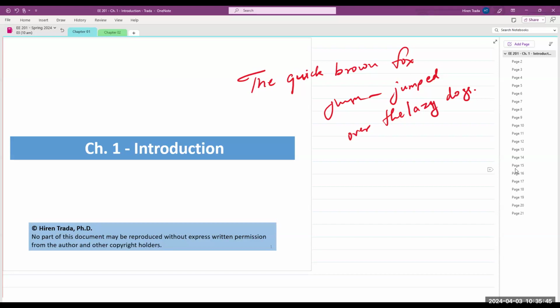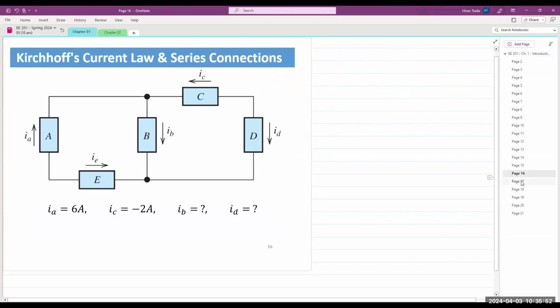All right, let's get into KCL. That took up about, wow, 25 minutes. Yeah, let's see. So KCL, everybody remember that? Hopefully.